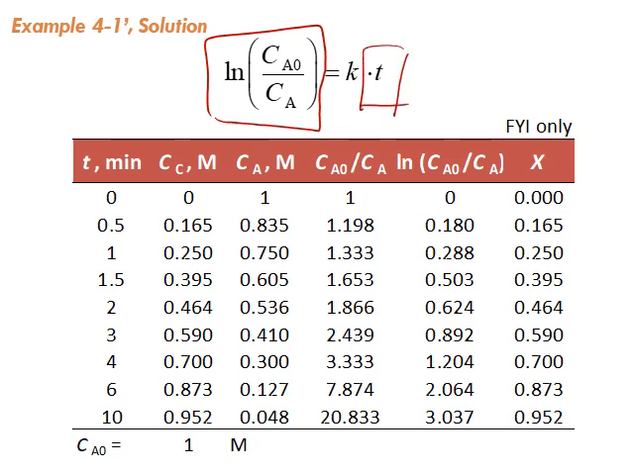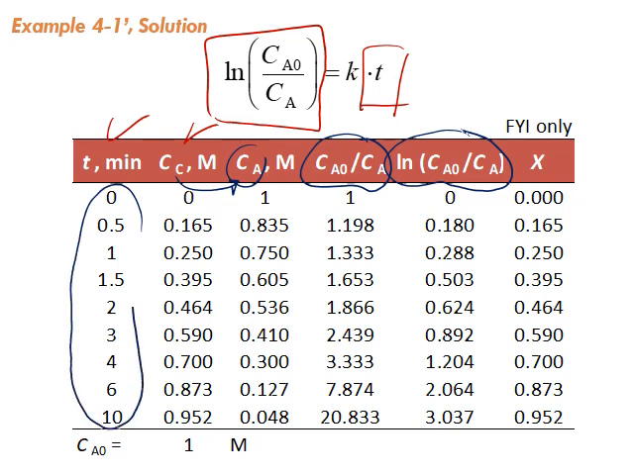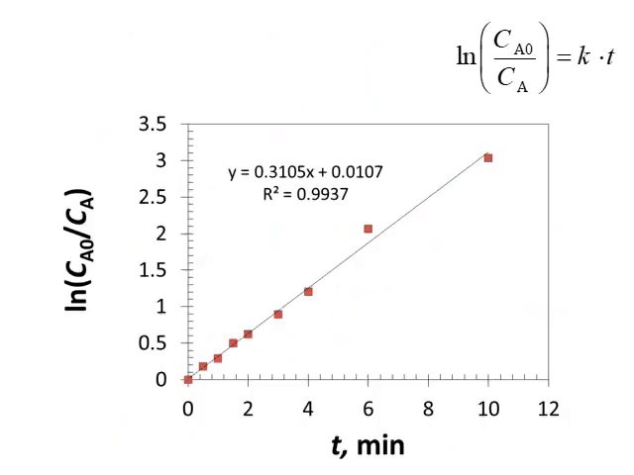So let's look at our table. We had this information, right, to begin with. Now we know how to calculate Ca from Cc. So we're gonna calculate Ca from Cc, and then we can calculate this ratio, and then we can calculate the ln. All of this for the different values of t. Okay, so we're gonna plot these two columns together, and here we go. ln Ca naught over Ca versus t, and I'm gonna fit a linear equation to the data. So I'm going to do curve fitting, right? Curve fitting. And this is also known as linear regression.